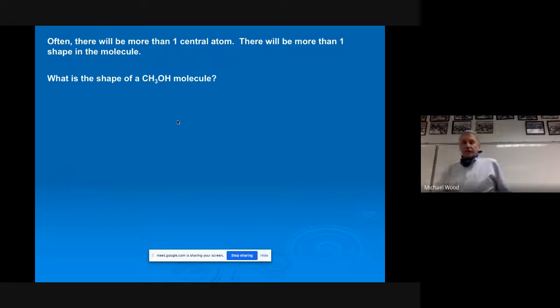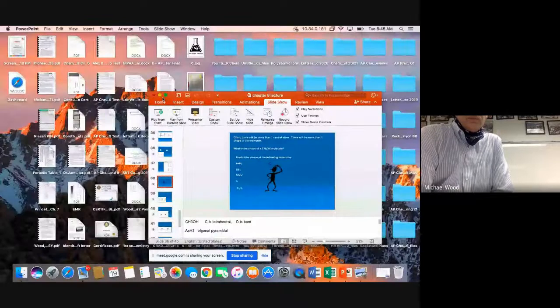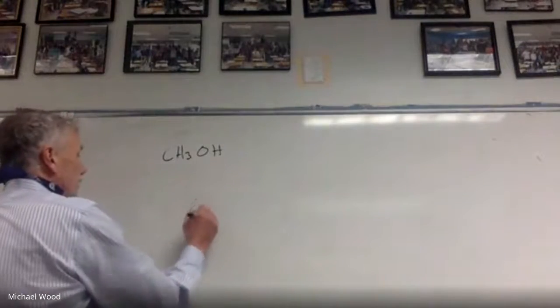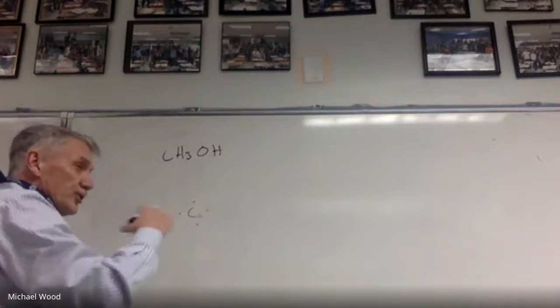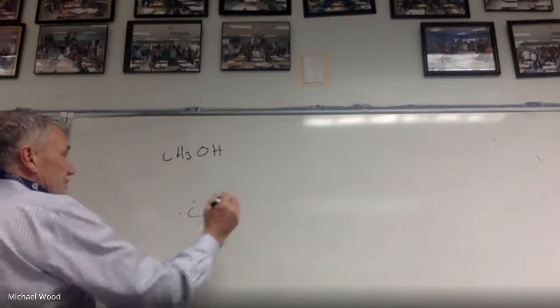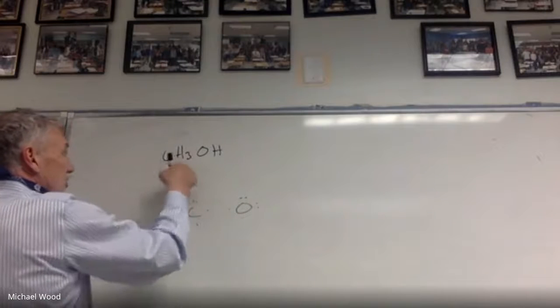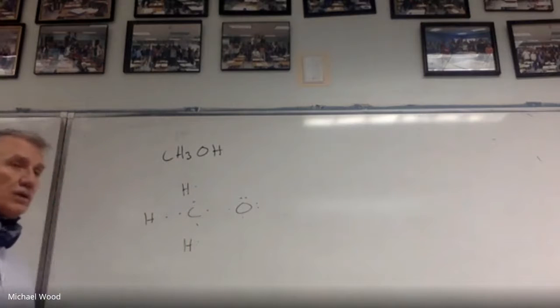Okay, so CH3OH. If I do the dot structure, and this time both of these, C and O, are kind of the central atoms. They're both in the second row. They're not going to have an expanded octet. So it's going to look like this, and then CH3.